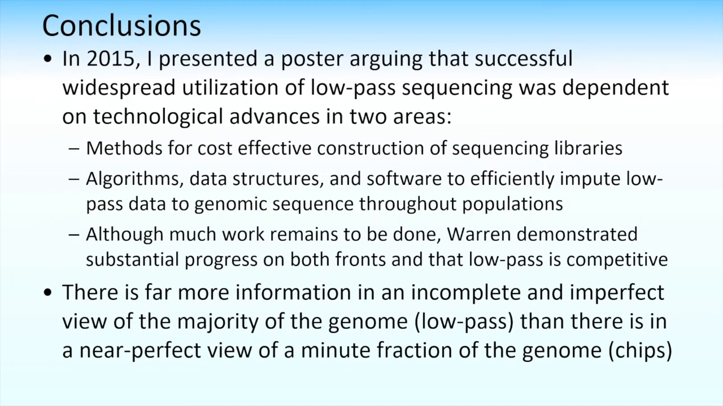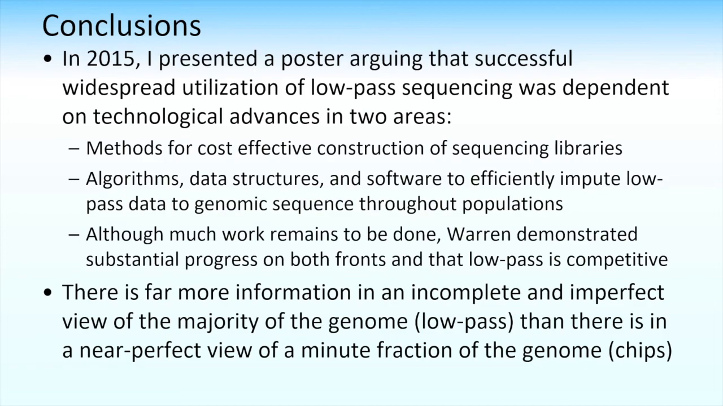Finally, in 2015, I presented a poster arguing that successful widespread utilization of what's now referred to as low-pass sequencing was dependent on technological advances in two areas. First is cost-effective methods for construction of sequencing libraries, and second is the algorithms, data structures, and software to efficiently impute low-pass data to genomic sequence throughout populations. I remain as convinced as I was then that those are the two impediments to implementation. And I'm really encouraged that although much work remains to be done, Warren demonstrated substantial progress on both fronts and that low-pass is competitive. I'm really optimistic that there are immense opportunities to make further progress on both of those fronts.